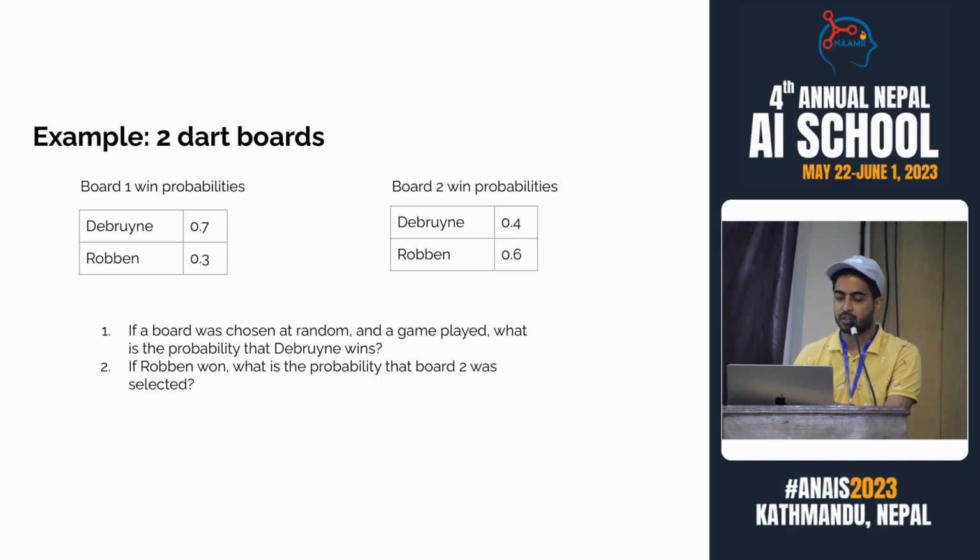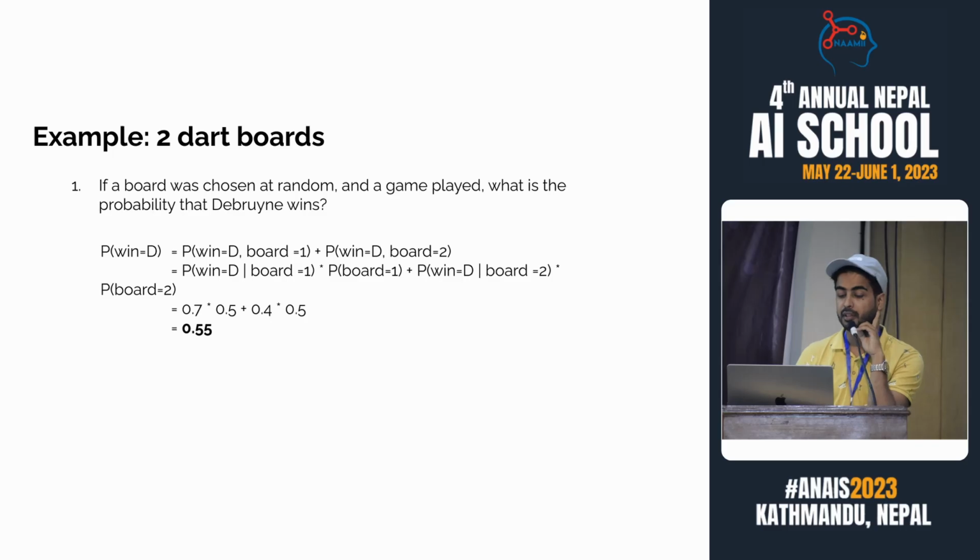Okay, so the first one is probability of win. I'm using short forms here, but win equals De Bruyne. How do you represent that probability? Well, there's two possibilities, so we have to model both. De Bruyne can win in two ways, by shooting on board 1 versus board 2. So we have to account for both of those probabilities, and that's why we sum them.